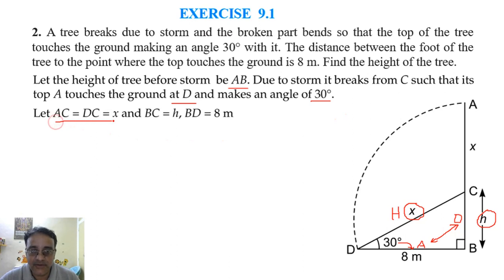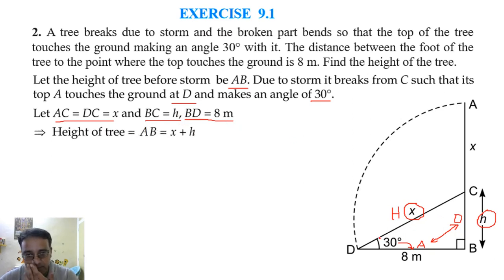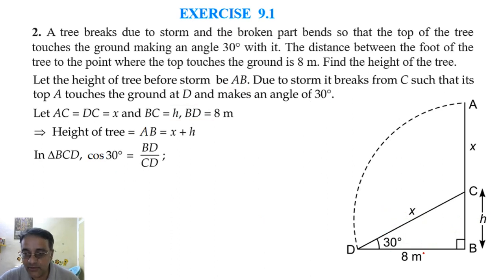And let AC is equals to DC is equals to X and BC is equals to H and BD is equals to 8 meter. Now before that, the total height of the tree is AB, that is equals to X plus H. And in the right triangle we are going to take both the trigonometric ratios together. So cos 30 hota hai adjacent upon hypotenuse, that is BD upon CD. And what is the value of cos 30 degree? Root 3 by 2. And BD is 8 and the value of CD is X.